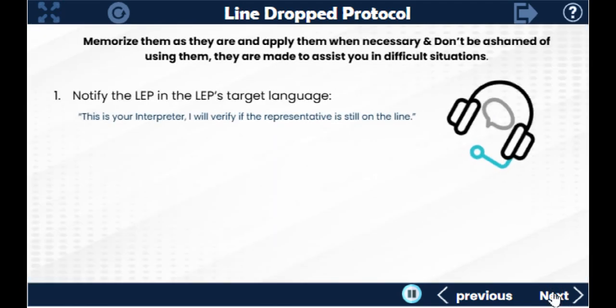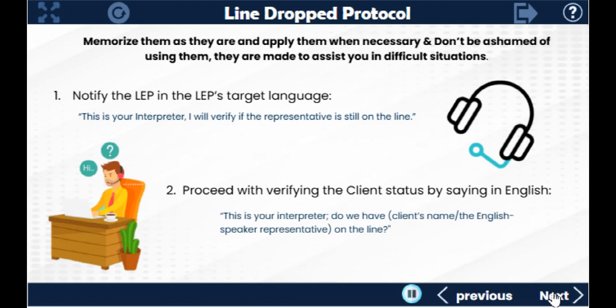Notify the LEP in the LEP's target language. "This is your interpreter. I will verify if the representative is still on the line." Proceed with verifying the client status by saying in English, "This is your interpreter. Do we have client's name/the English speaker representative on the line?"